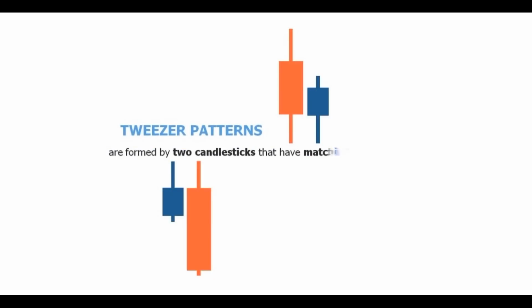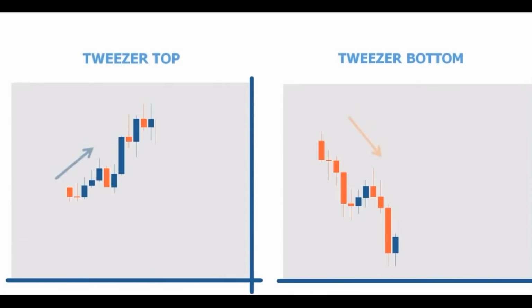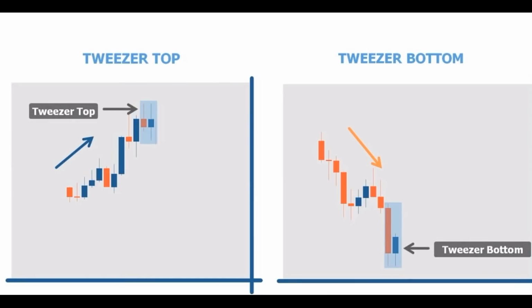Tweezer patterns are formed by 2 candlesticks that have matching highs or lows. As the 2 wicks have the same height, it has the appearance of a pair of tweezers. A discrepancy of a few pips is acceptable. There are 2 types of tweezer patterns, a tweezer top and a tweezer bottom. As with the engulfing candle patterns, there has to be an up or down trend preceding the pattern. The market must not be ranging.